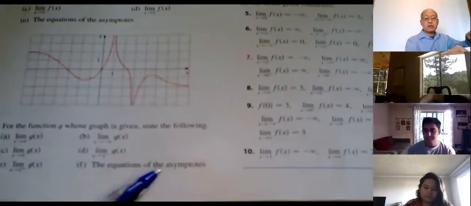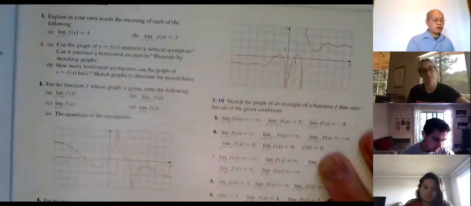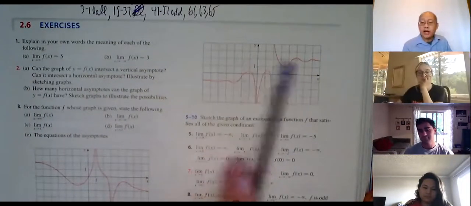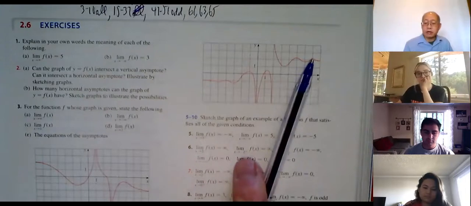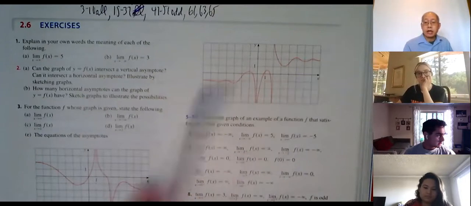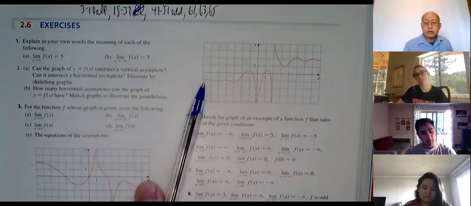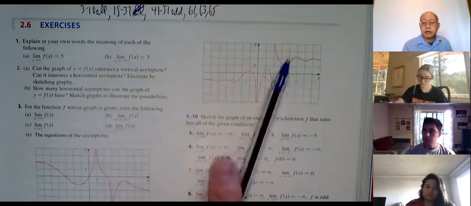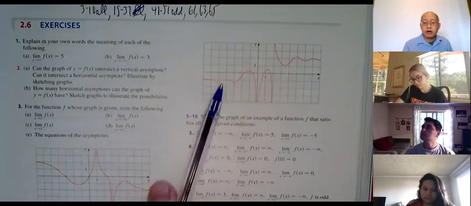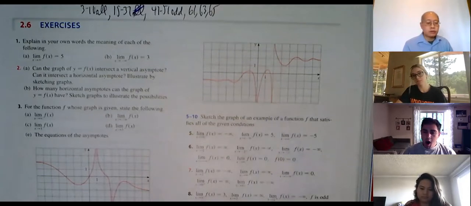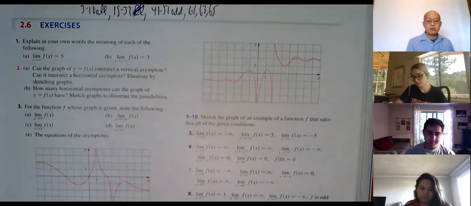All right, then F asks for the equation of the asymptotes. That means horizontal and vertical. Okay, so horizontal asymptotes, y equals 2. You have to say y equals. That indicates that it's a horizontal line. And we had y equals negative 1. Okay, so horizontal asymptotes, y equals 2, y equals negative 1. Vertical asymptotes, x equals 0, x equals 2. So there we go.